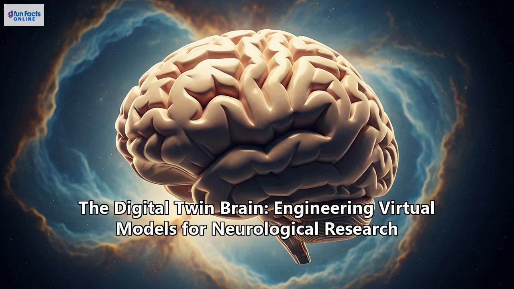For Parkinson's disease, digital twins can help optimize a treatment called deep brain stimulation, or DBS. This involves implanting electrodes in the brain. Instead of risky trial and error on the patient, doctors can simulate DBS on the digital twin to find the perfect placement and settings for the electrodes before any surgery even begins.